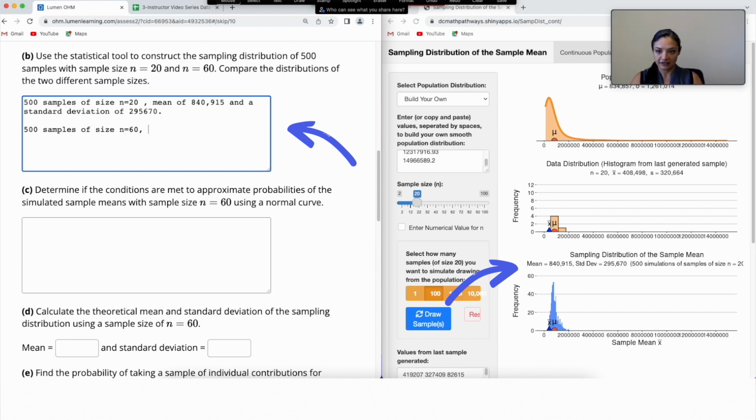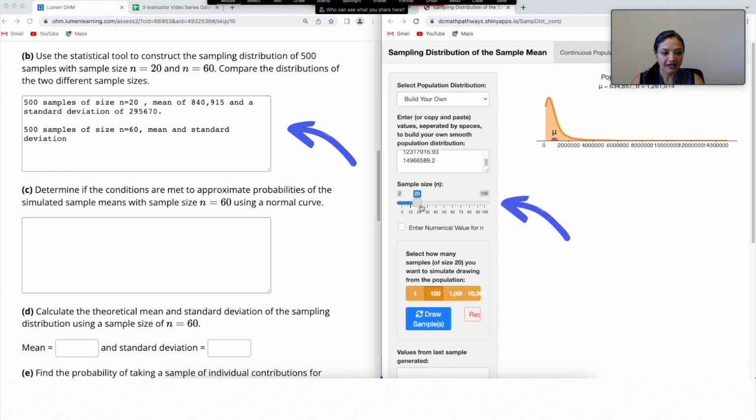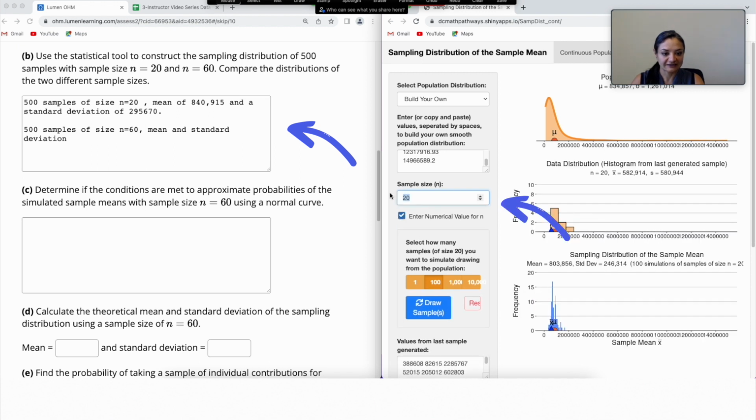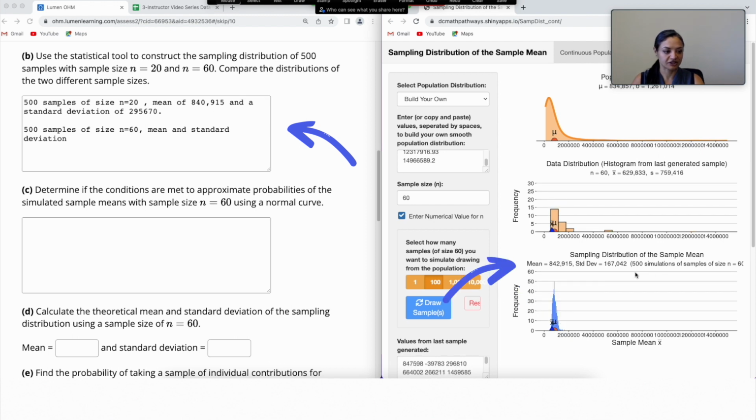Okay, great. Now let's go ahead and do the same thing, but let's do 500 samples of size n equals 60. We'll want to figure out what the mean is and the standard deviation. So we'll enter those in a second. And then also notice that we're still pretty much skewed right, but let's go ahead and now clear this out. So we'll reset. And now I'm going to go to sample size 60. And I'm going to do this 5 times. So 1, 2, 3, 4. Oh, and there it is, 500 simulations already.